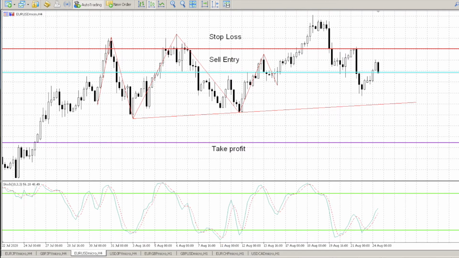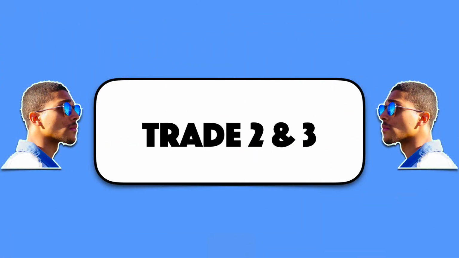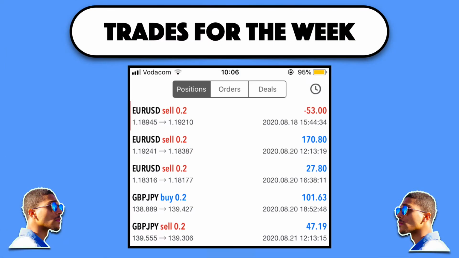What actually happened is that I entered the market too early, and the head and shoulders formation did not hold, and the market continued rallying. That's trade 1. Now if we look at trades 2 and 3, what you can see is that I was back in the same euro against US dollar market, and I was still looking to sell. However, this time it paid off.